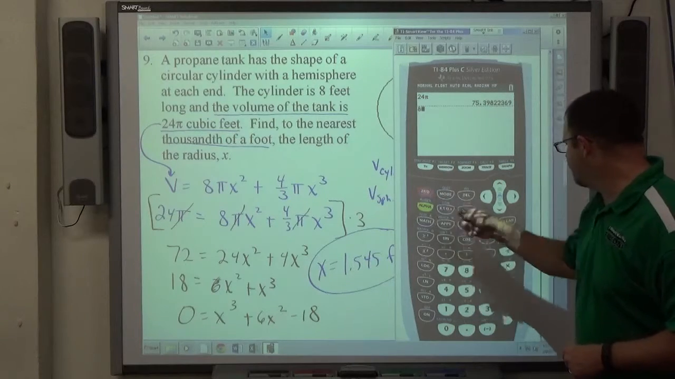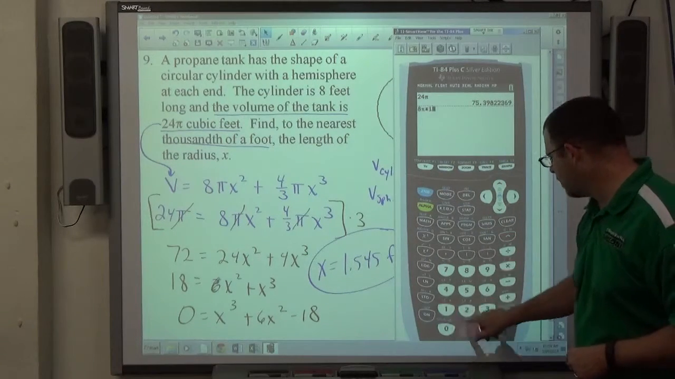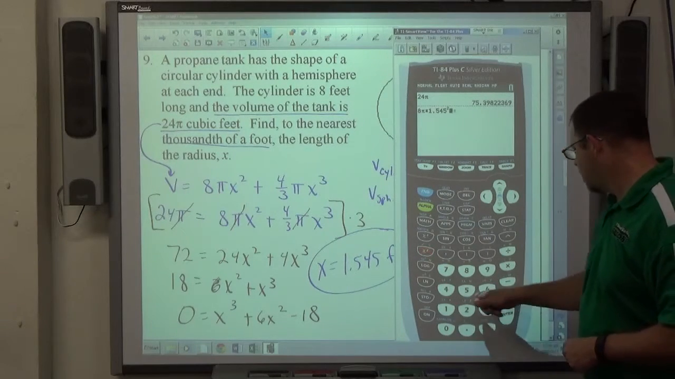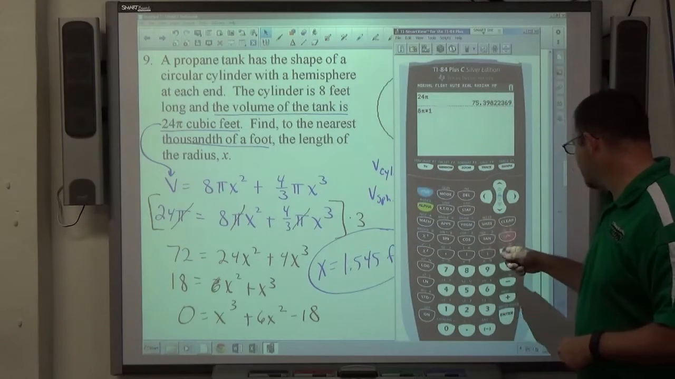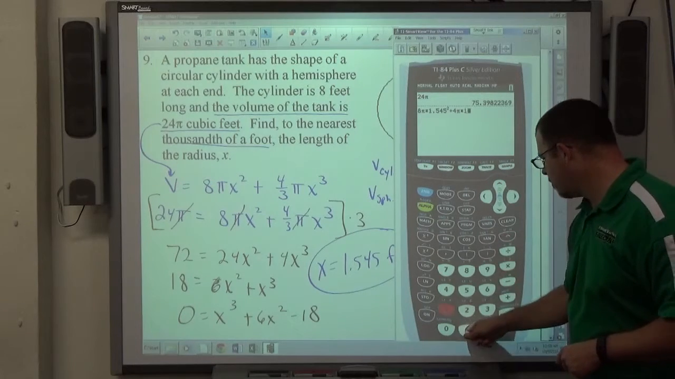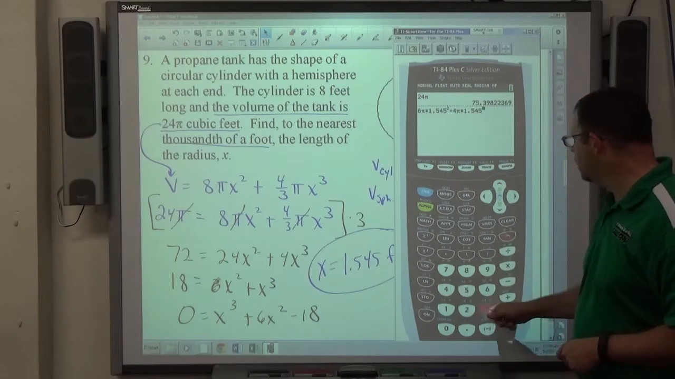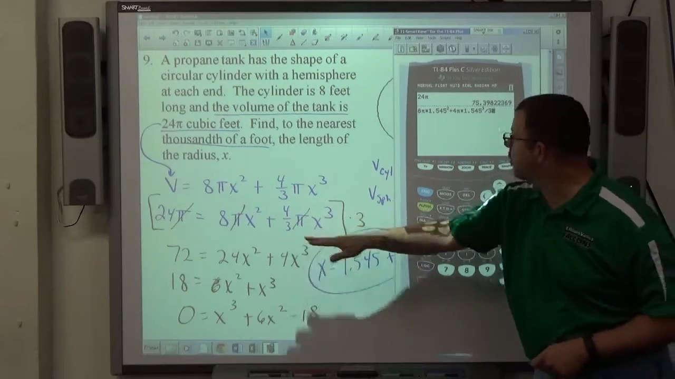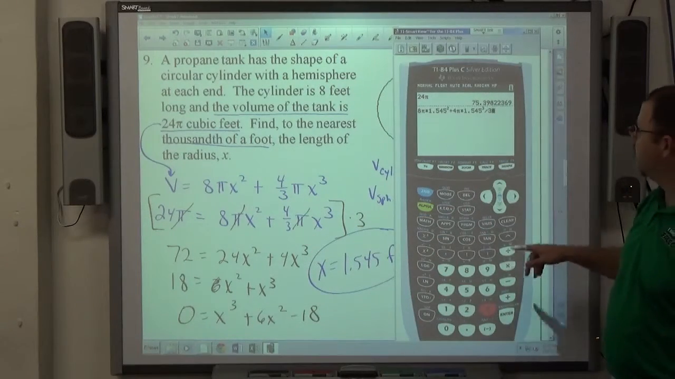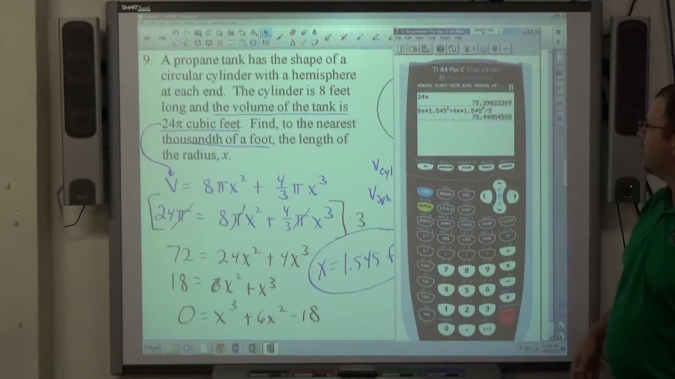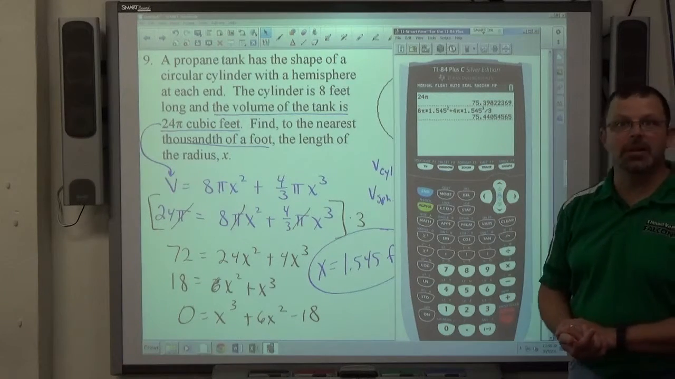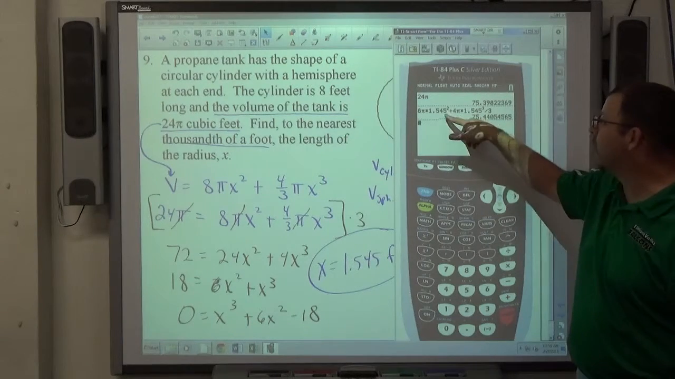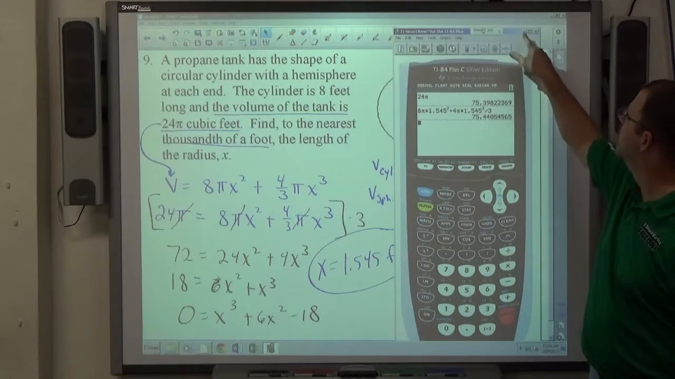But if I do 8 pi times 1.545 squared plus 4 pi times 1.545 cubed divided by 3, I guess the 4/3 there, hit equals, the answer should be pretty close to that: 75.440. That seems pretty good to me, they're pretty close. That tells me my answer is probably right. Keep in mind we did round up, so this is a little bit bigger than it should be, but that seems like a good answer.